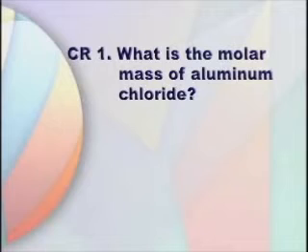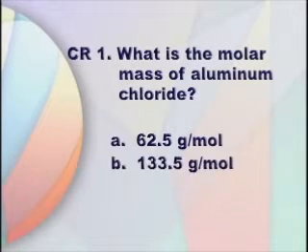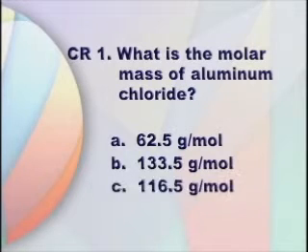You will need a periodic table and a calculator for cumulative review question number 1. What is the molar mass of aluminum chloride? A. 62.5 grams per mole. B. 133.5 grams per mole. C. 116.5 grams per mole.